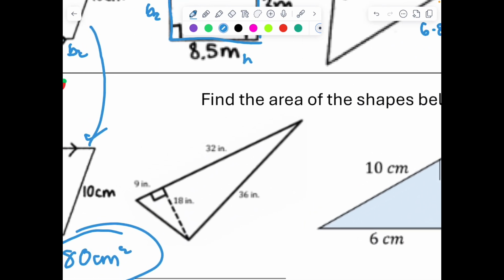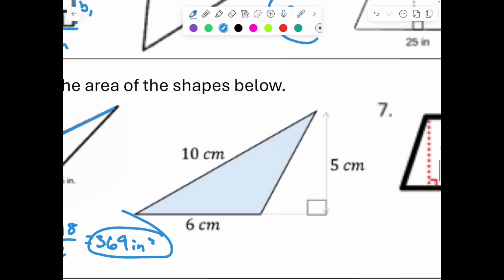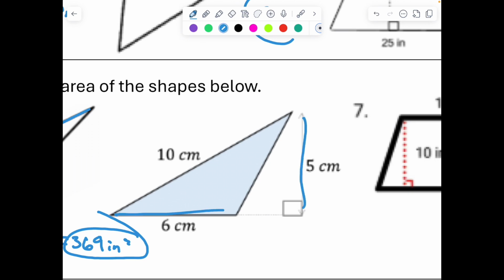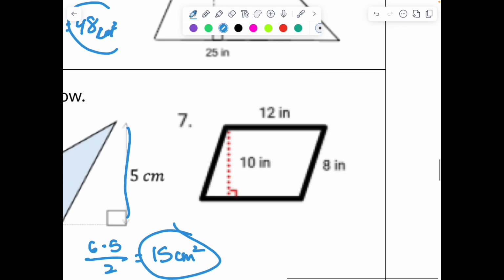This triangle, again, the base and height have to be perpendicular, so this one's the base, this one's the height. So the base is 32 plus 9, so 41 times 18 divided by 2. That is 369 inches squared. This triangle, the base is 6, the height is 5. 6 times 5 divided by 2 is 15 centimeters squared. And then this parallelogram here, base is 12, height is 10. 10 times 12 is 120.